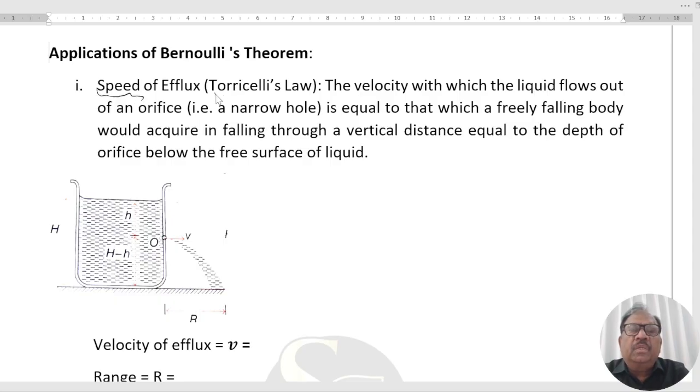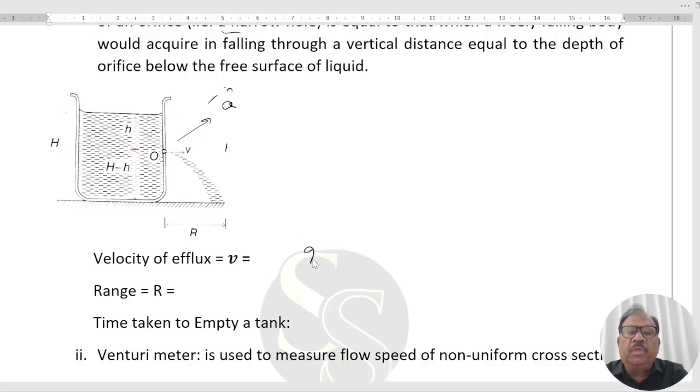That is Torricelli's law. The velocity with which the liquid flows out of an orifice. What is an orifice? An orifice is a narrow hole. This narrow hole of area of cross section A is equal to that which a freely falling body would acquire in falling through a vertical distance equal to the depth of the orifice below the free surface of the liquid. Means velocity of efflux is under root 2gh. This is h, the depth of the orifice.